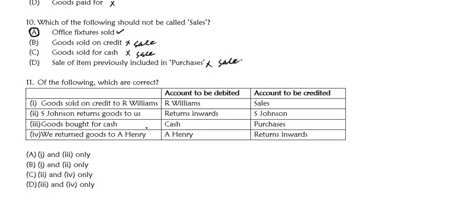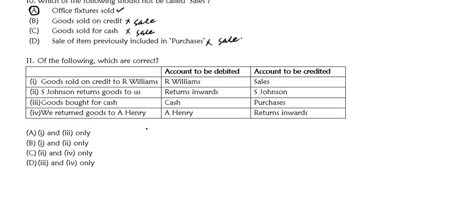Of the following, which are correct? Goods sold on credit to R. Williams. When you sell goods on credit, you debit the customer's account, that is R. Williams in this case. So this is correct. The sales account is to be credited in case goods are being sold on credit.